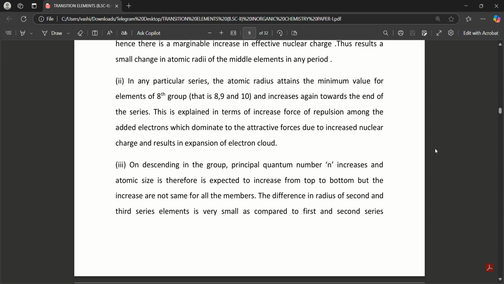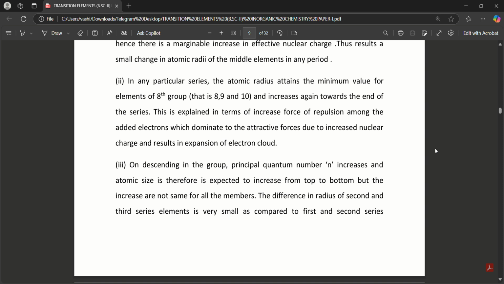In a particular series, the atomic radius attains the minimum value for elements of the 8th group, that is 8, 9 and 10, and increases again towards the end of a series. This is explained in terms of force of repulsion among the added electrons, which dominate over the attractive forces due to increased nuclear charge and result in expansion of electron cloud.